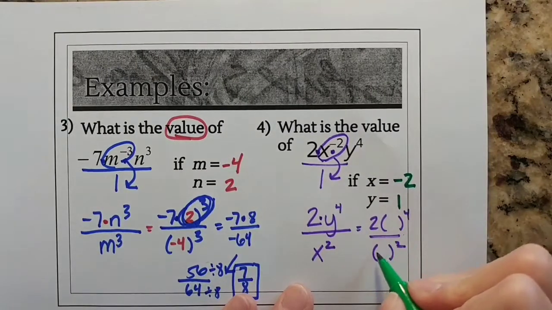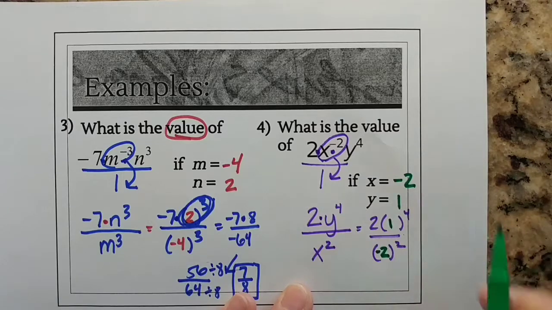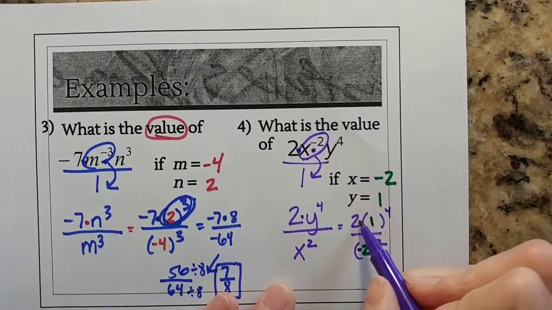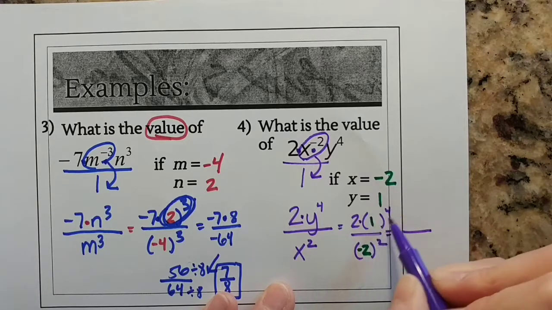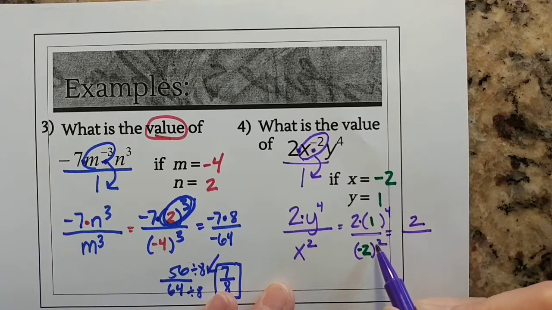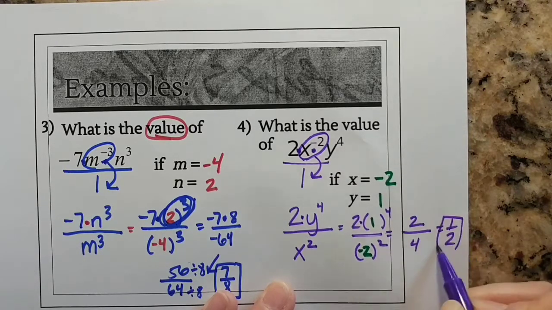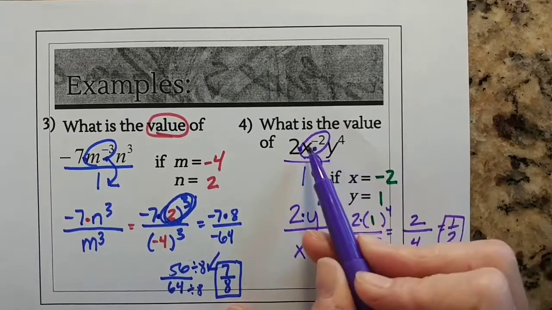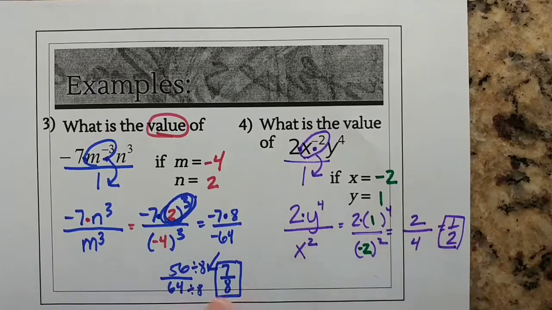So x is negative 2 and y is positive 1. So it looks like here up in the numerator, exponent 1 times 1 times 1 times 1 is 1 times 2. And then here I have negative 2 to the 2nd power, negative 2 times negative 2, 4. That would simplify to 1/2. So again, I took the expression, simplified it, then substituted in the numbers, and found the value.